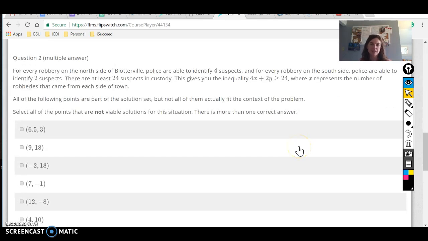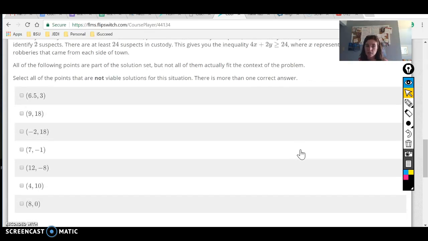For every robbery on the north side of Blotterville, okay, so we've gone through this one already, and we're being told this gives us the inequality 4x plus 2y is greater than or equal to 24. All of the following points are part of the solution set, but not all of them actually fit into the context of the problem. Okay, so select all of the points that are not viable solutions for the situation. So we don't have to go through and figure out whether or not they work. We have to decide which ones aren't viable solutions.